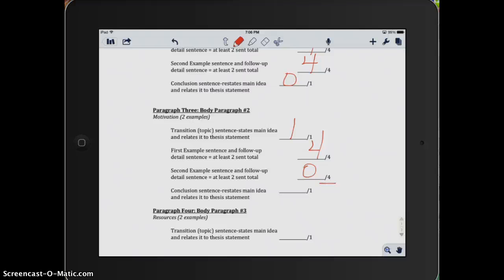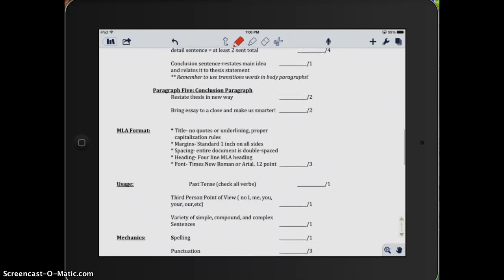This person should definitely go back, look for another example from research and add it so we don't miss the whole 4 points. And we'll go ahead and give them a point for wrapping that up. So we're going to skip over the third paragraph just for time's sake. You would do it exactly like the first.